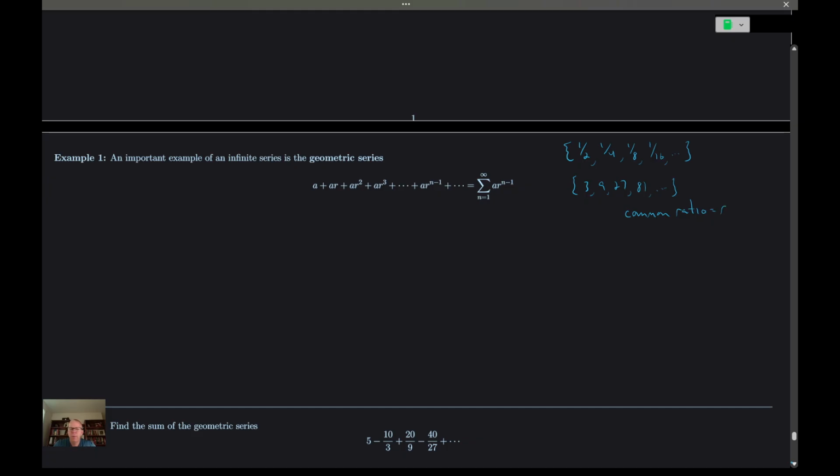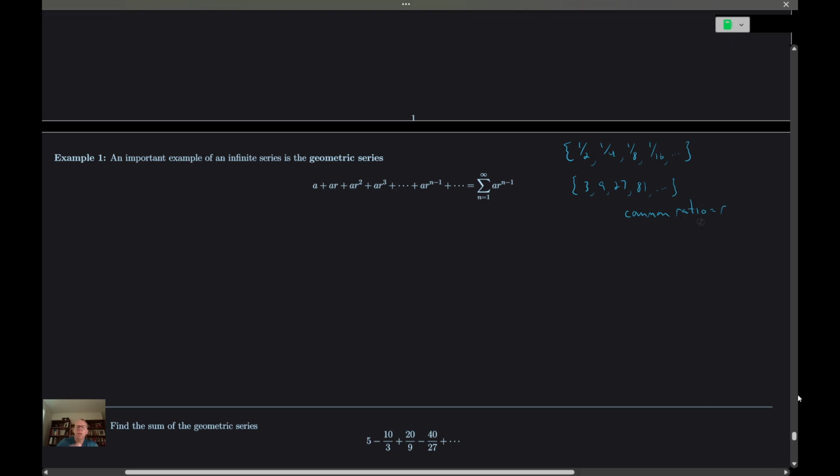If you add up all these terms, that's called the geometric series. We could write this in short notation as the sum of a r to the n minus 1. Of course, we're starting with a r to the 0, plus a r, and so on.